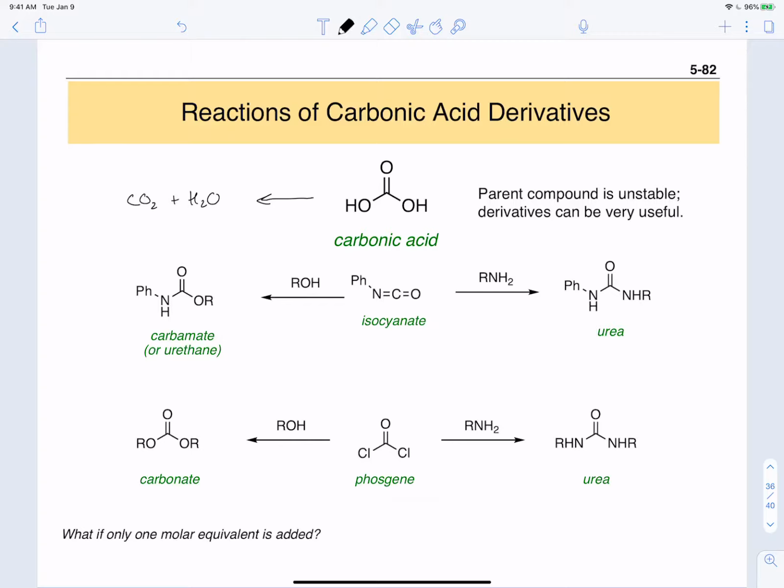So even though this is an unstable reagent, derivatives where you don't have 2 OHs, where you have a nitrogen and an oxygen, 2 nitrogens, or 2 oxygens, end up being actually pretty useful, both in polymer synthesis and for use as intermediates, reagents, and some protecting groups in organic synthesis.